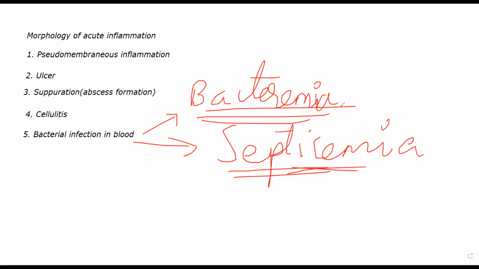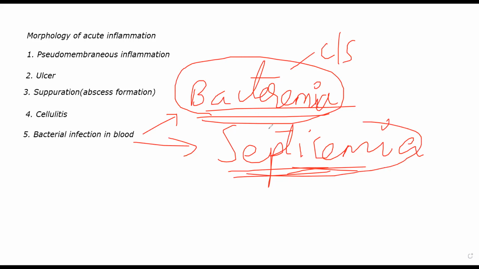If you want to detect bacteria in blood, then you will have to perform a culture sensitivity test. In septicemia, even without a culture sensitivity test you can tell that there is bacteria. You might not be able to recognize exactly what type it is, but you'll be able to tell that there is bacteria inside the blood. Then finally we have a third condition, which is pyemia.